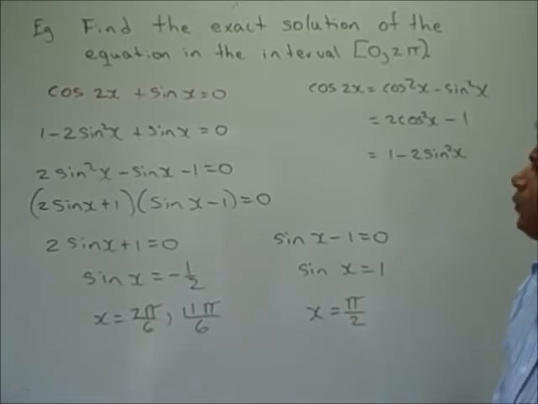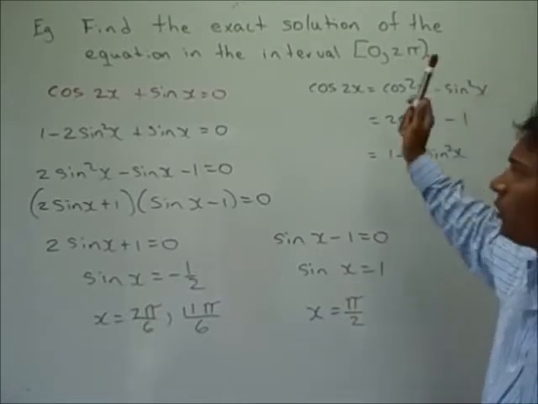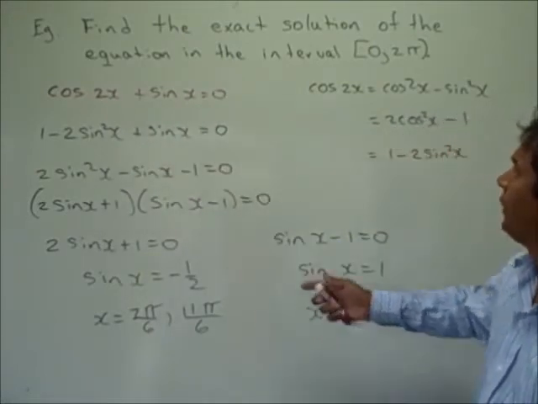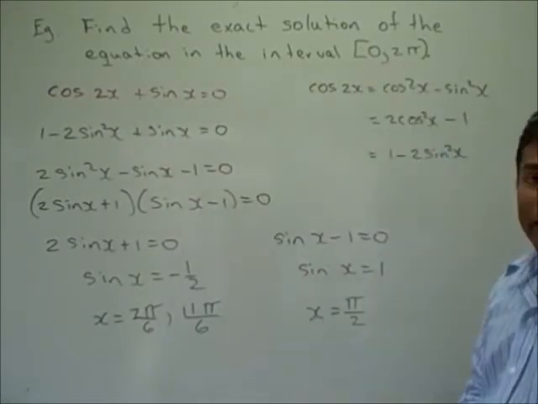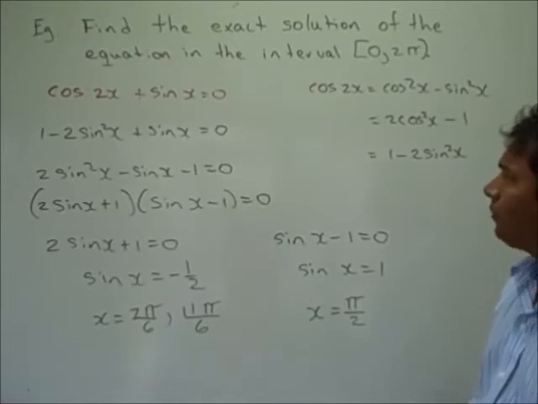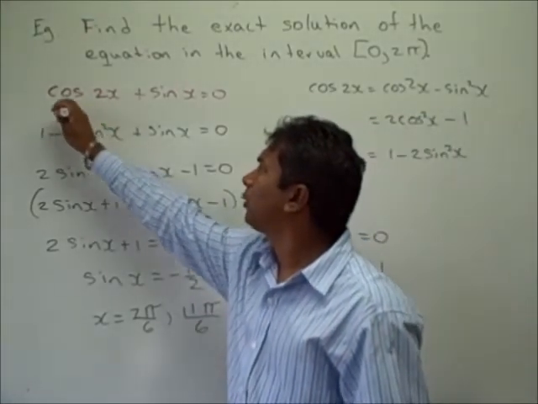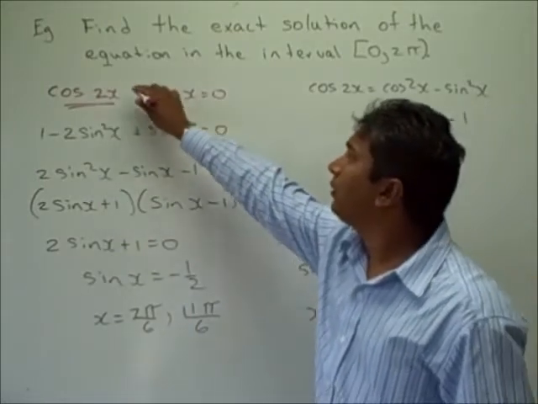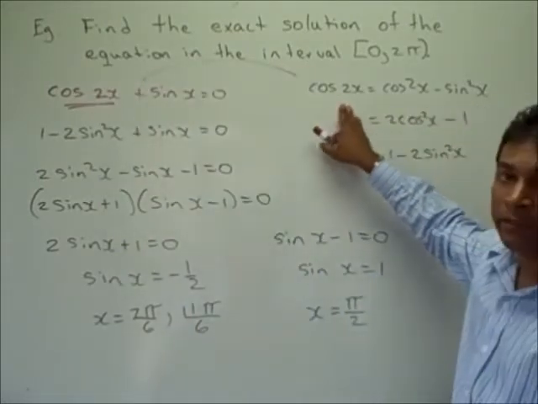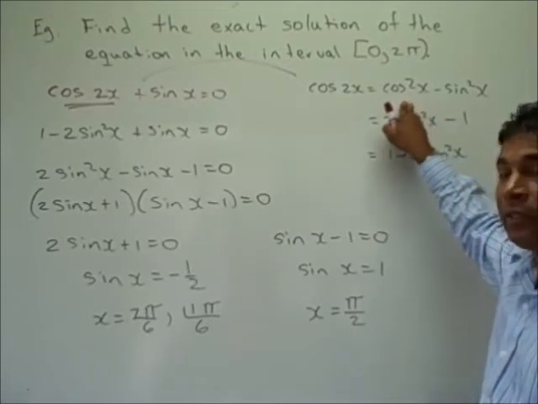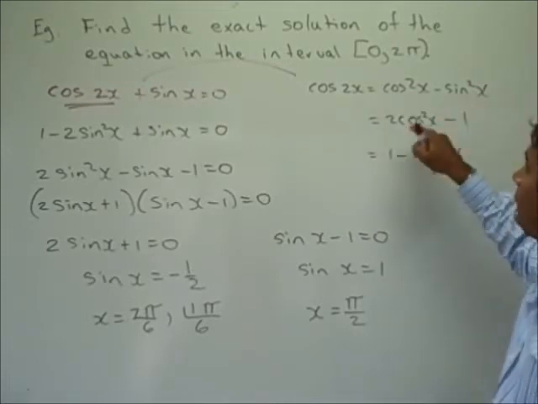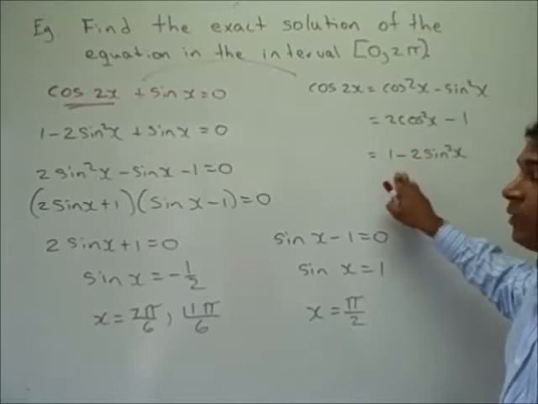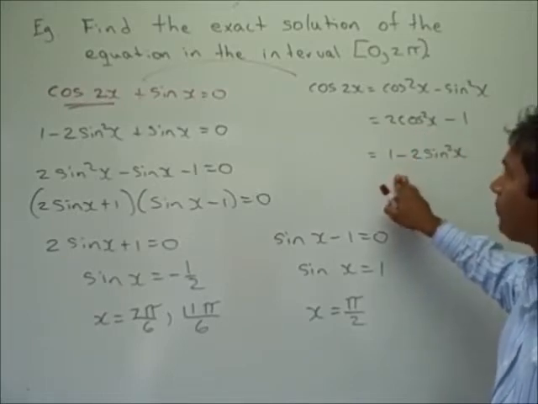In this example, we're finding the exact solution of cosine of 2x plus sine x is equal to 0, in the interval of 0 to 2 pi. Here's our double angle, cosine of 2x. We know our double angle identities: cosine of 2x is equal to cosine squared x minus sine squared x, or 2 cosine squared x minus 1, or 1 minus 2 sine squared x.